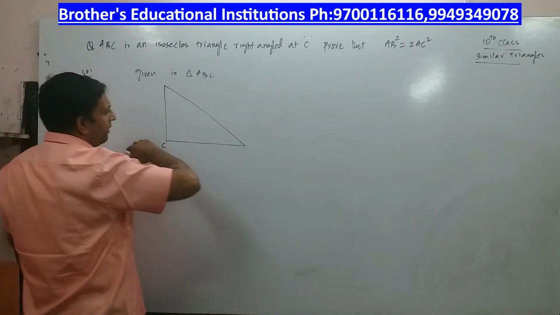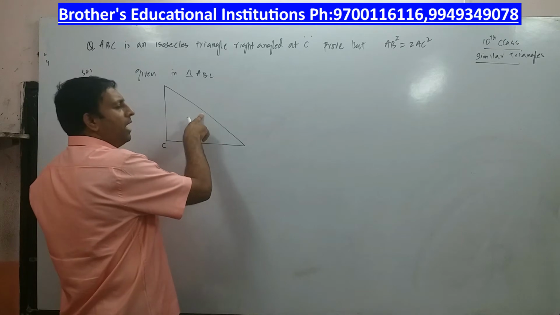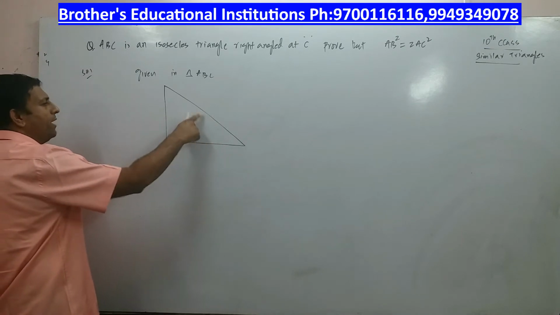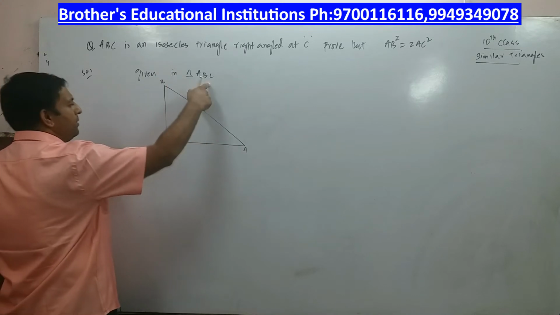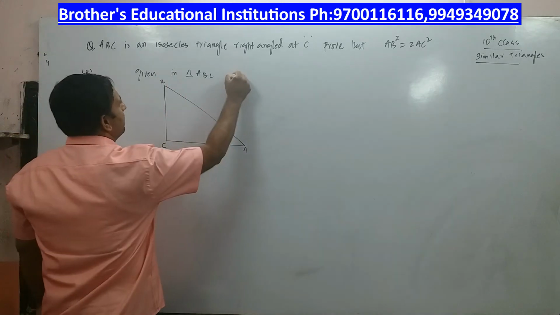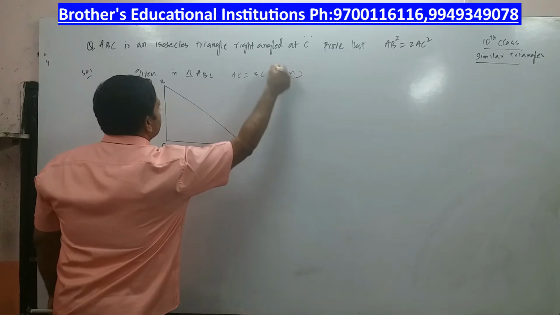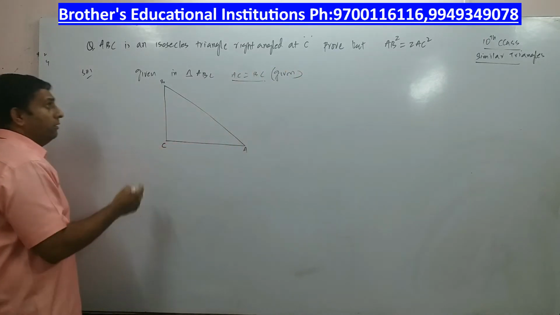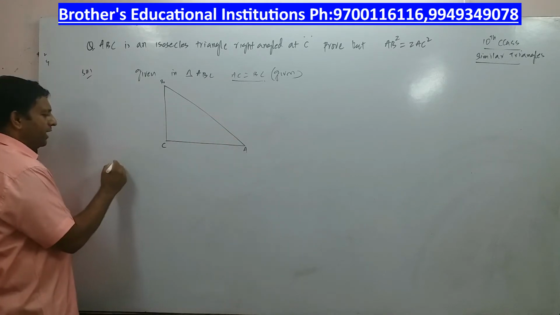In isosceles triangle, two sides are equal. See, definitely hypotenuse is the biggest side. It cannot be compared to other sides. So automatically I will say in triangle ABC, AC is equal to BC, and this is given to you. Why? Because it is isosceles triangle. Now what you need to prove? AB square is equal to 2 times AC square. How do I do that?